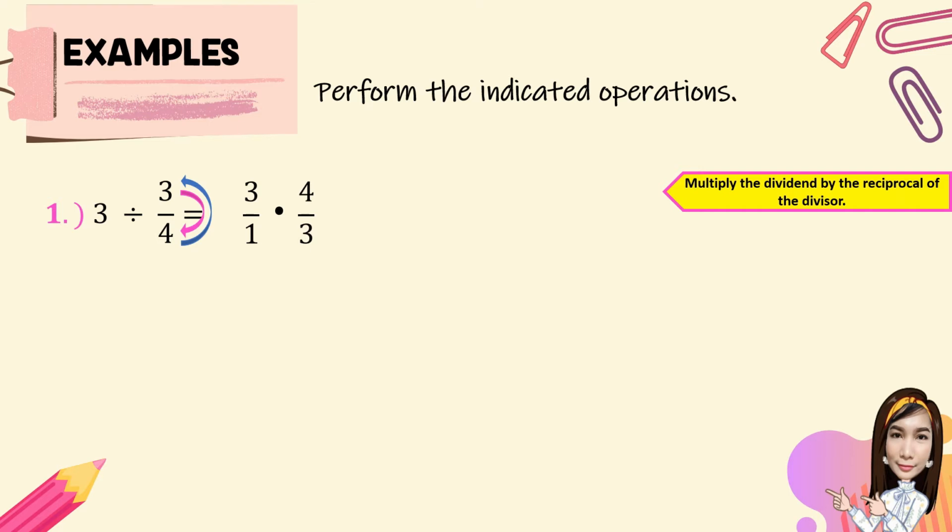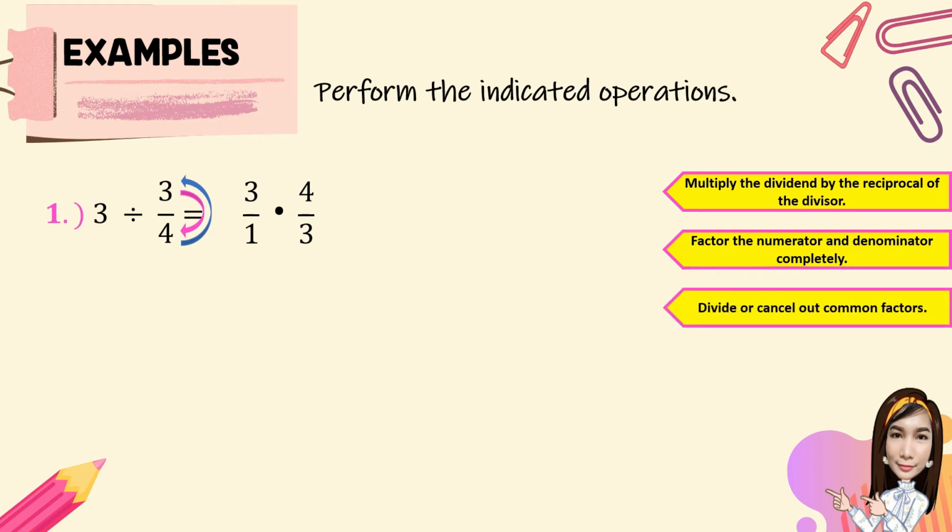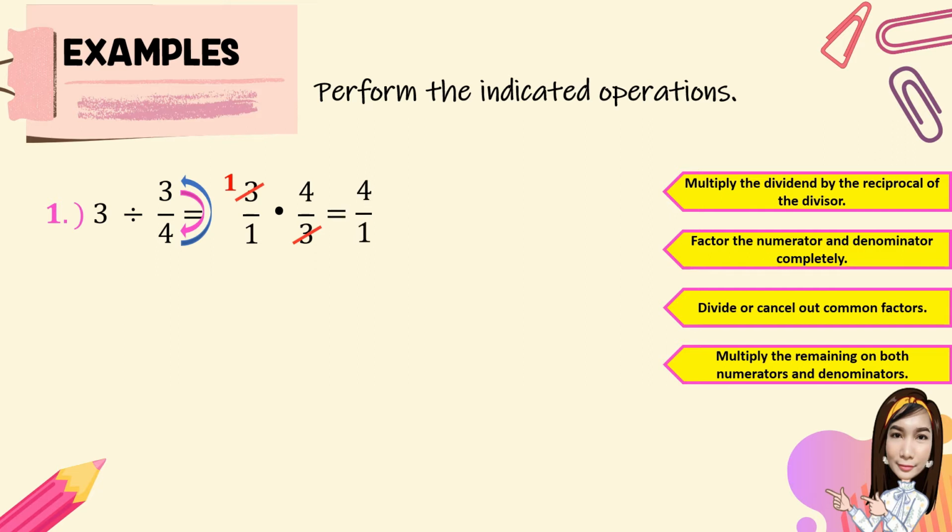Then proceed with multiplication. Numerator times numerator, denominator times denominator. Or we can factor the numerator and denominator completely so that we can divide or cancel out common factors. Notice that we have the common 3, and 3 divided by 3 is equal to 1. Then multiply the remaining terms on both numerators and denominators. So on the numerator, we have the remaining 1 times 4, which is equal to 4. Then on the denominator, we have the remaining 1. So 4 divided by 1, still we have 4. Now take note, any number divided by 1 is still the number. So we have 4.